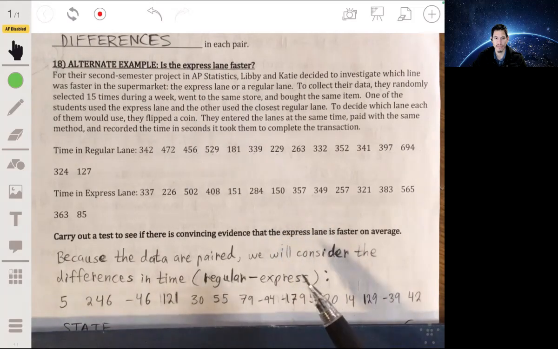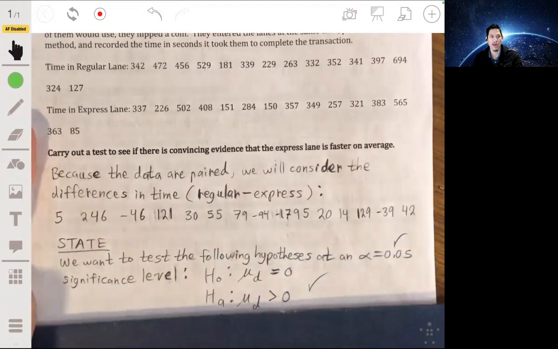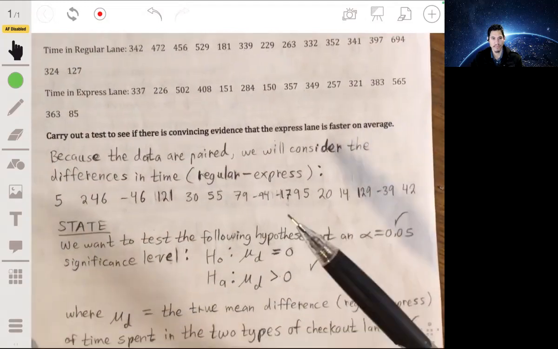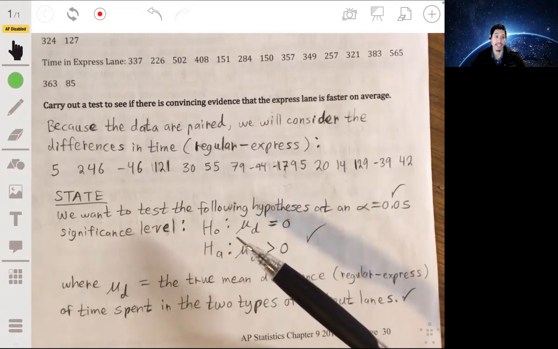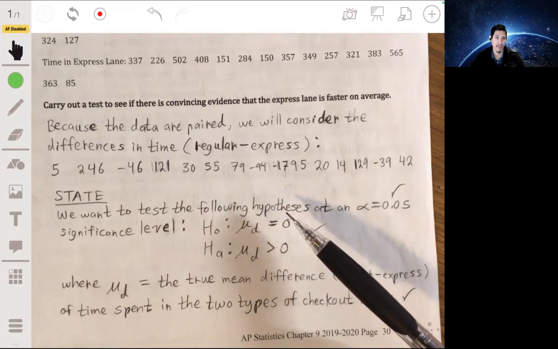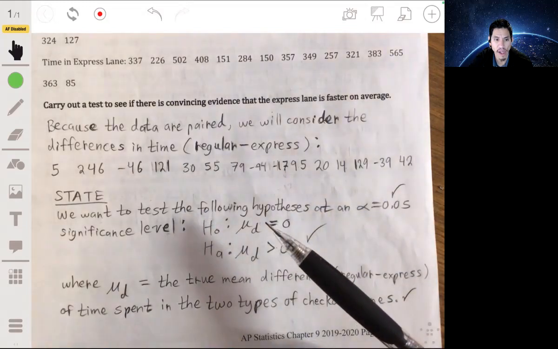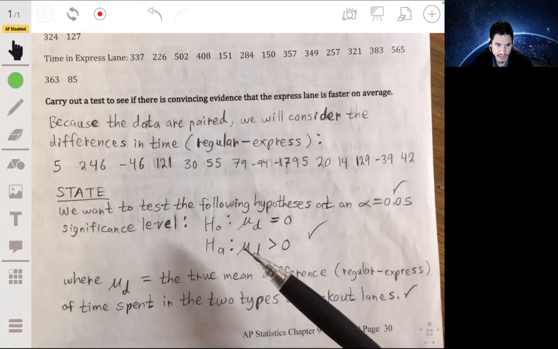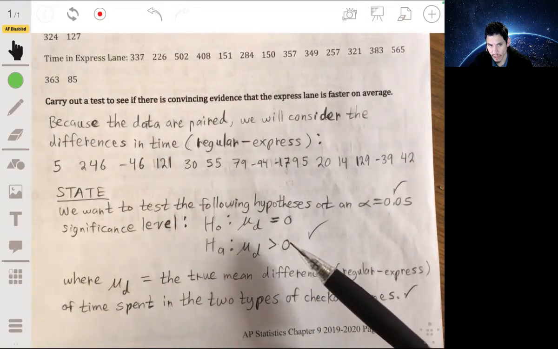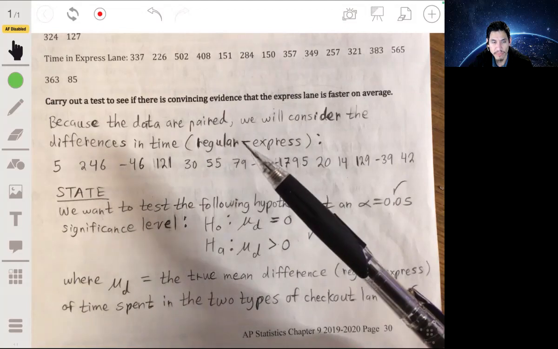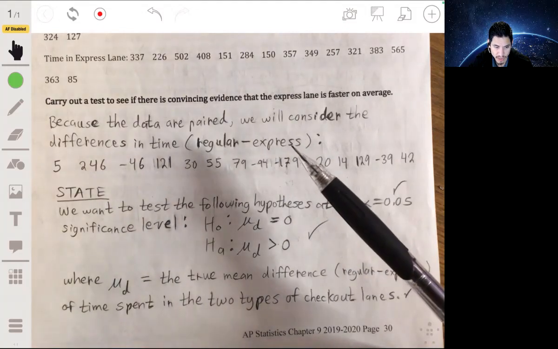If we get a positive number from this, that means that you spend more time in the regular lane and less time in the express lane. So we want this to be greater than 0. And so what our hypothesis will be is that H0, the null hypothesis, is that the true mean difference is 0, meaning that there's no difference in time spent in each lane. And the alternative is that the true mean difference is greater than 0. So that means that the regular time is more than the express time.